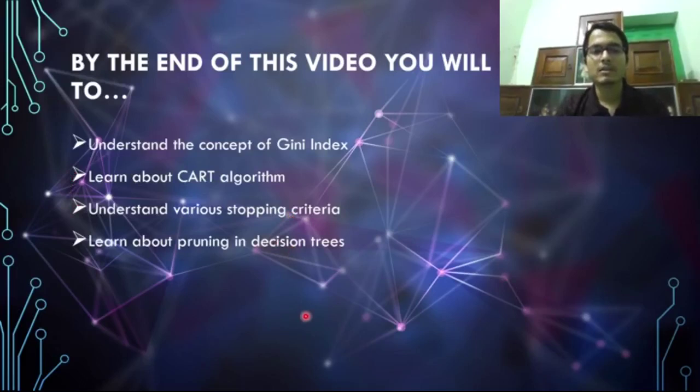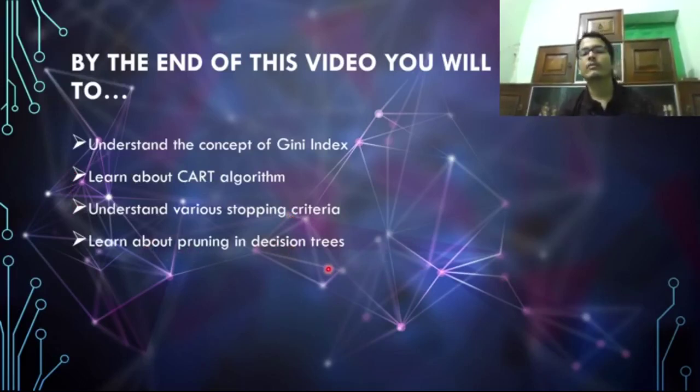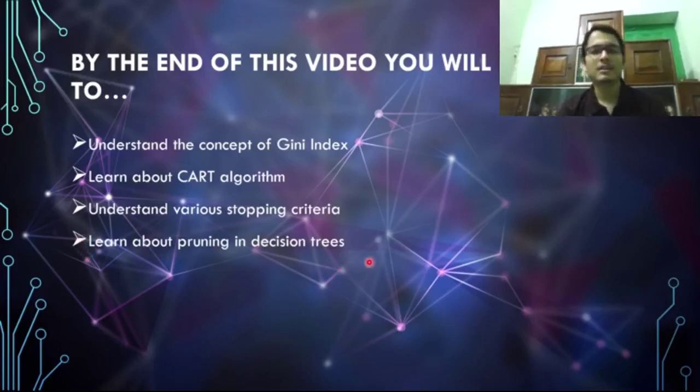So this is a measure which would just help us to get rid of the overfitting problem to some extent.